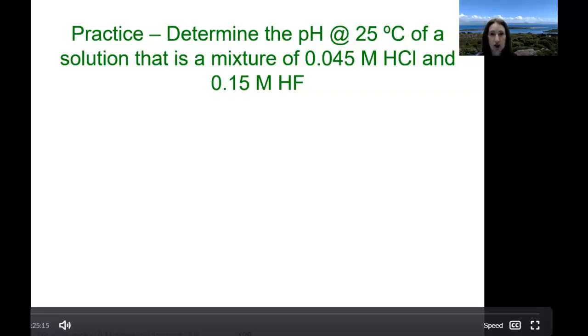For this question, determine the pH of a solution that has 0.045 HCl and then 0.15 HF. But remember, HCl is a strong acid. Since it's a strong acid, we're going to be able to ignore the HF, because the H+ from HCl is going to make that HF dissociate even less than it did before.